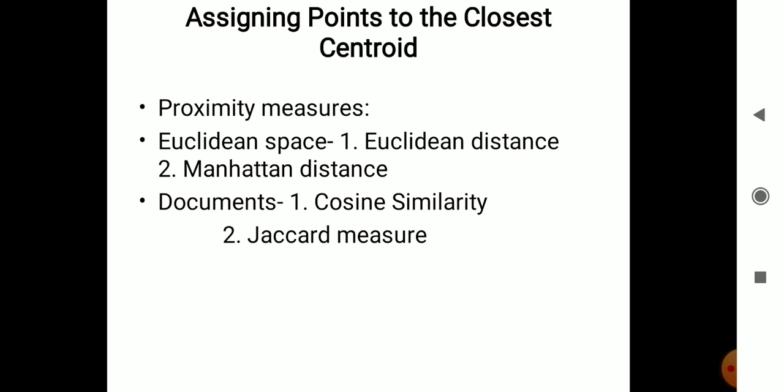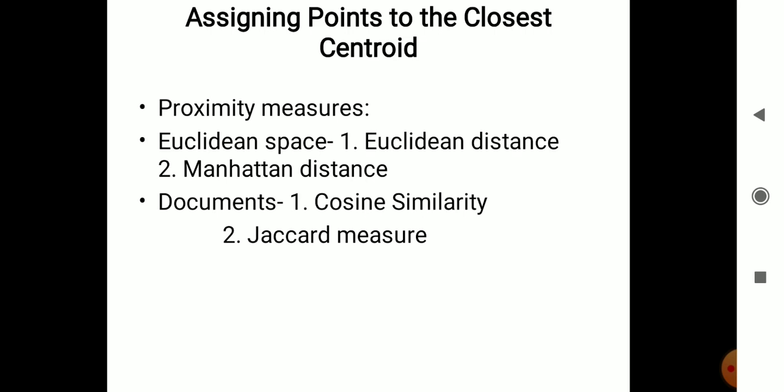As we have discussed, you need to assign the points to the closest centroid. How do you identify the closest centroid? That is the next topic that we'll be discussing, assigning the points to the closest centroid. In order to assign the points to the closest centroid, some proximity measure must be followed. Here the proximity measure is that which is used to quantify the closeness for the specific data you are considering.